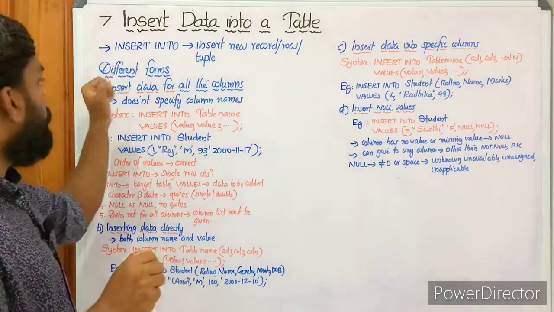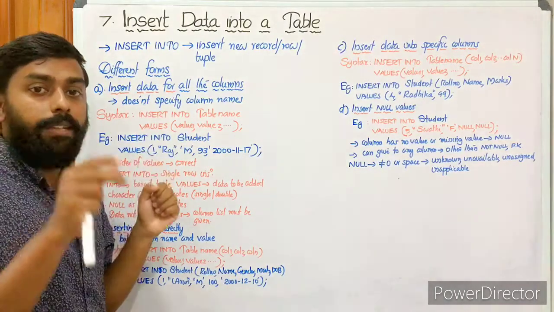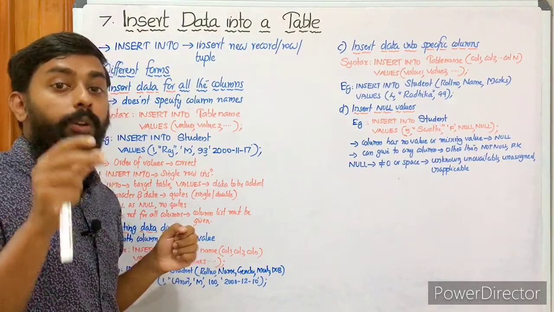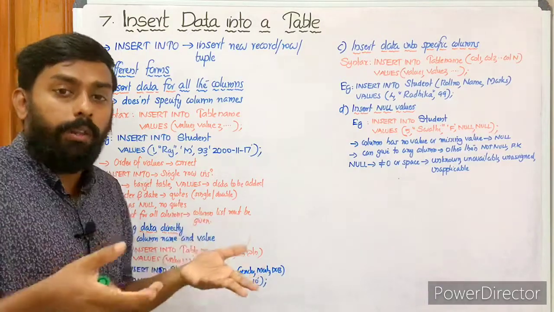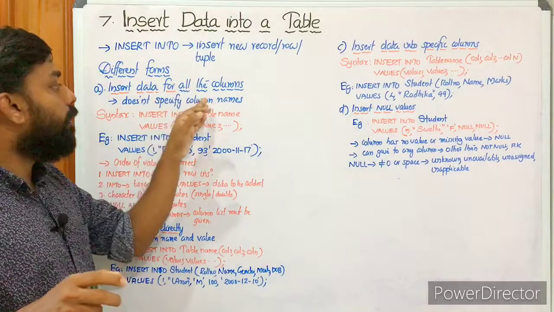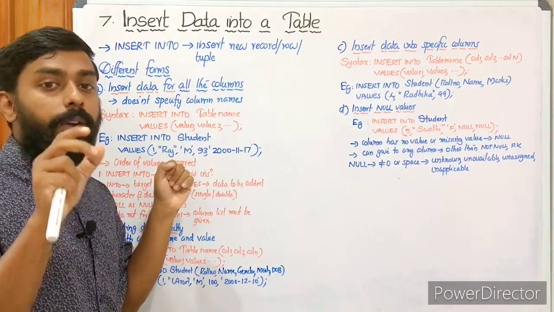Yes. So actually these are the different forms. First form, insert data for all the columns. At the time of inserting data for all the columns, we do not specify the column list, because we insert it for all the columns. Okay, we can avoid it. Here we don't specify the column names. Here we specify only the table. We don't specify the columns.